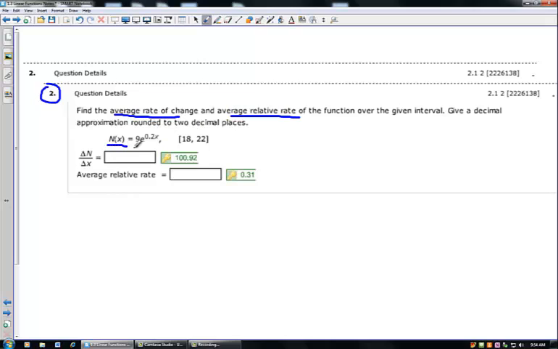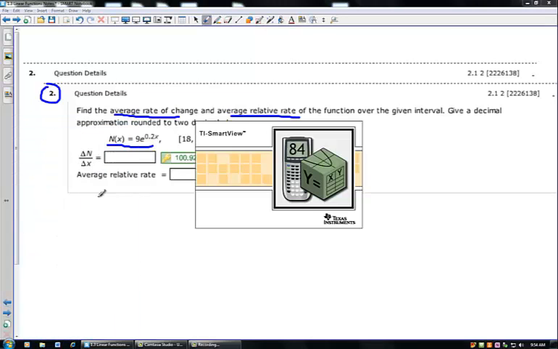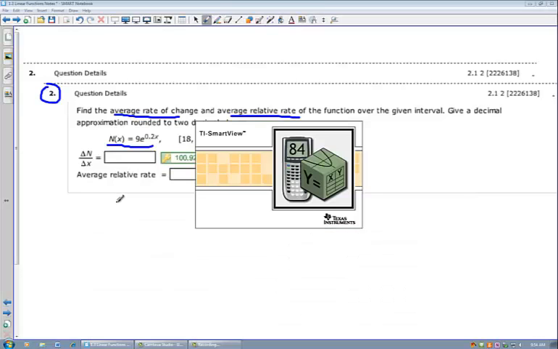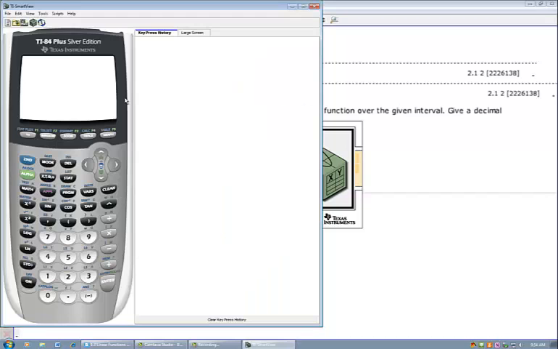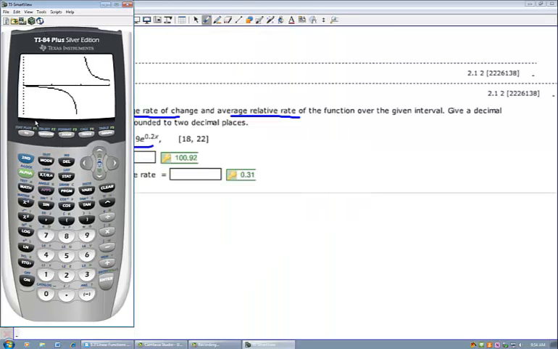So here's your function. And the reason this usually causes so much trouble is just basically putting it into your calculator. So let me get the calculator going here because it takes a second. And so remember the idea behind the average rate of change, it's simply the change in the output over the change in the input.